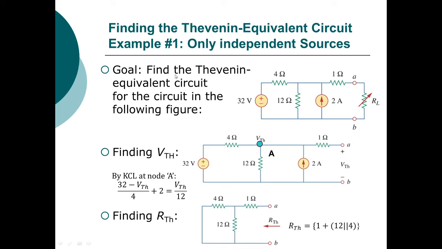As per the steps that we have already learned, we have to remove the load resistance RL from this terminal AB so that we can find out the Thevenin equivalent voltage VTH, which is nothing but the voltage across the open circuited terminal AB.